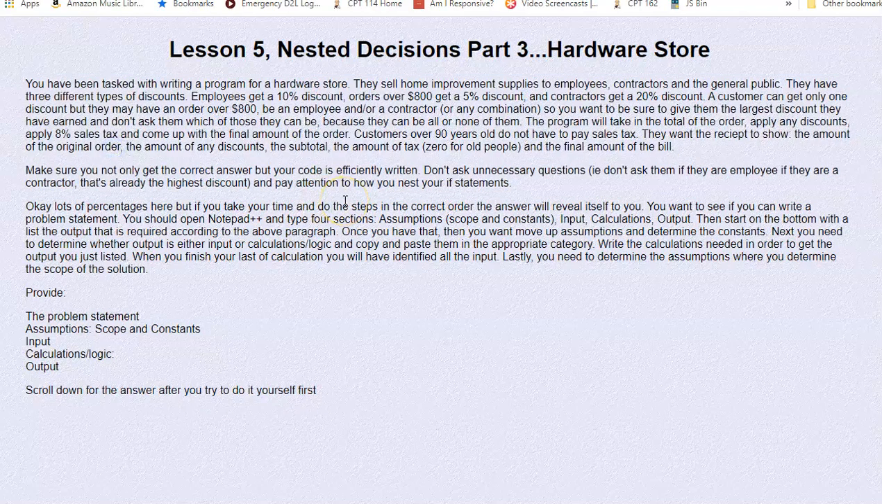Okay, so we are doing the nested decisions part three, the hardware store. There's a hardware store and they have a bunch of different kinds of discounts that people can have. And at the end, they want a receipt that shows this information. So let's go to Notepad++.